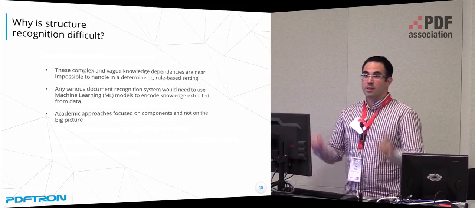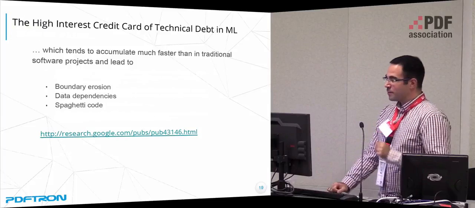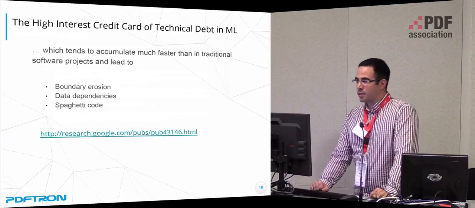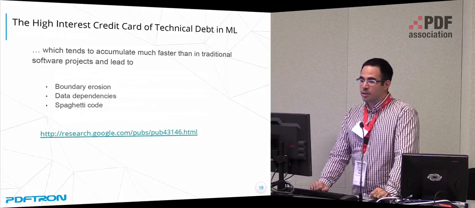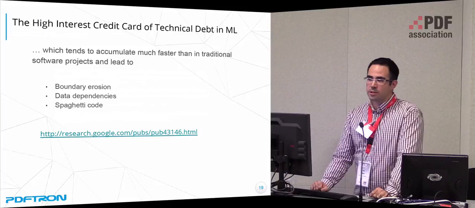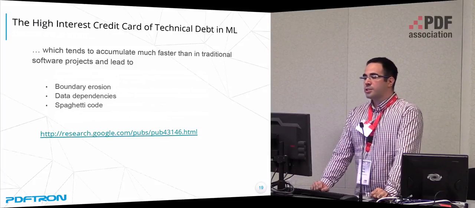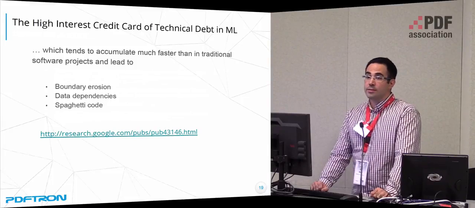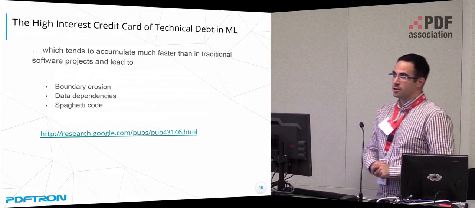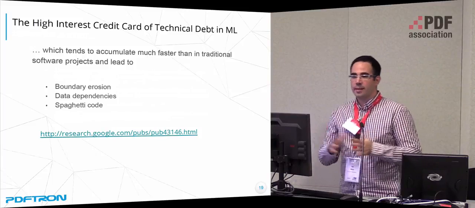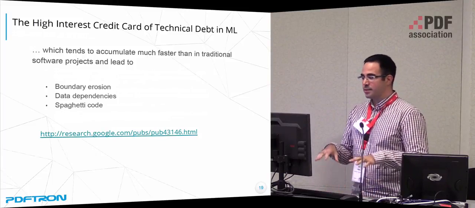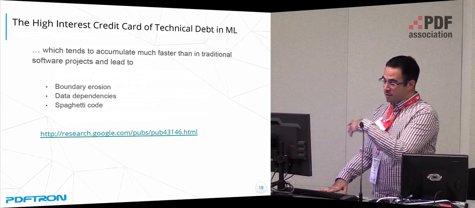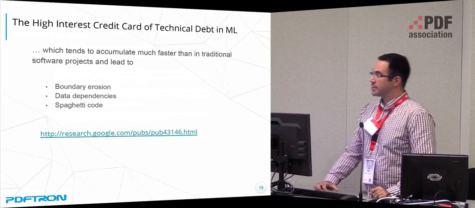So the big problem with the big picture is the so-called high-interest credit card of technical debt in machine learning applications. This is actually a title published by Google Research, I think last year, which states that the technical debt in machine learning applications tends to accumulate much faster than in traditional software projects, and leads to generally bad things such as boundary erosion, data dependencies, and spaghetti code. So for more information about this article, you can just refer to the above link.